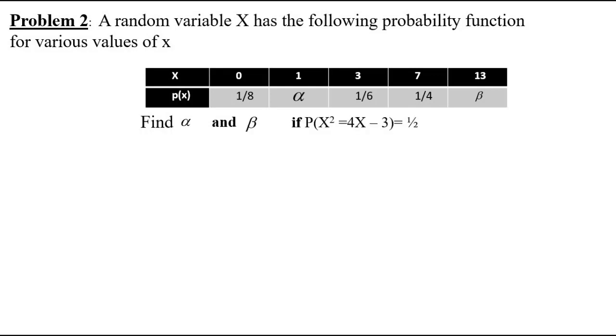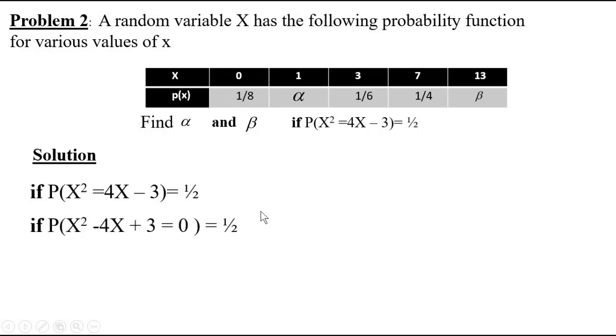So here only one condition is given. Using this condition we are going to find out the values of alpha and beta. Now let us solve. Write down the given condition. Now we are going to solve this equation. Bring 4x minus 3 to the left hand side of this x square. So x square minus 4x plus 3 equal to 0.